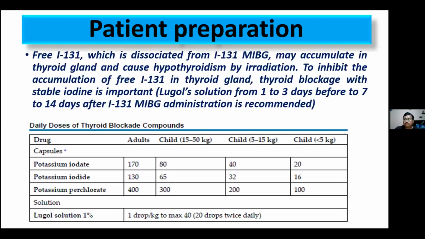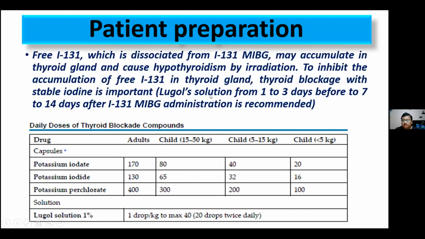Now, once again, going back to the scanning part. Patient preparation is very important. Why? Free I-131, free iodine 131, which is the only thing used in India, we don't have I-123, which is dissociated from I-131 MIBG, may accumulate in the thyroid gland and cause hypothyroidism by irradiation. To inhibit the accumulation of free I-131 in the thyroid gland, thyroid blockade with stable iodine is important. In India, we don't have potassium iodide and all those things. I mean, we do have, but they are not available.